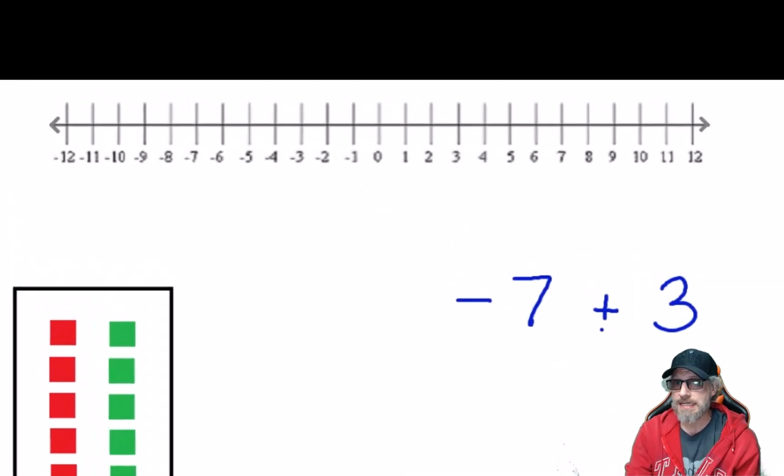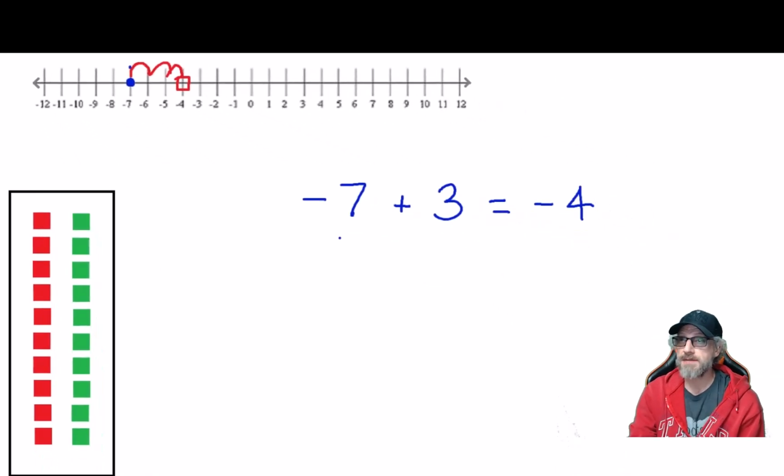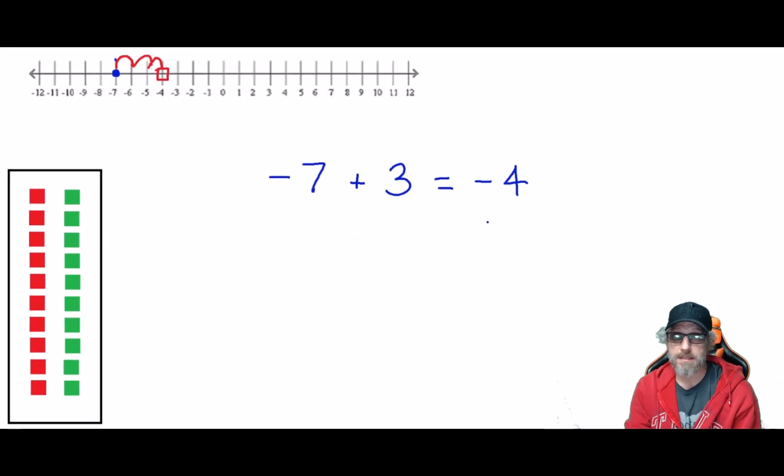Now let's take this next example, negative 7 plus 3. And let's go first to the number line. We start at negative 7, and now we are adding a positive 3. So we are moving to the right on the number line. From negative 7, going to the right 1, 2, 3 units, and we land on negative 4. So there's our sum. Negative 7 plus 3 equals negative 4. Let's try it with the money example.